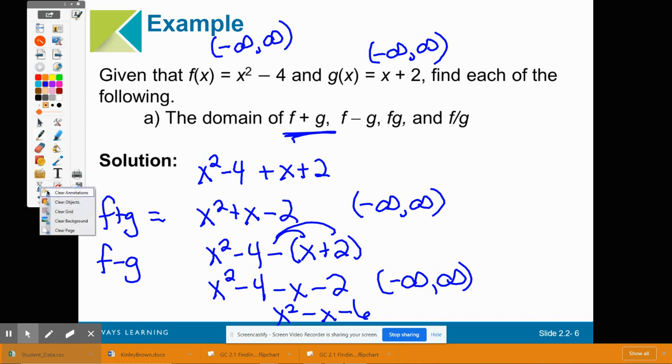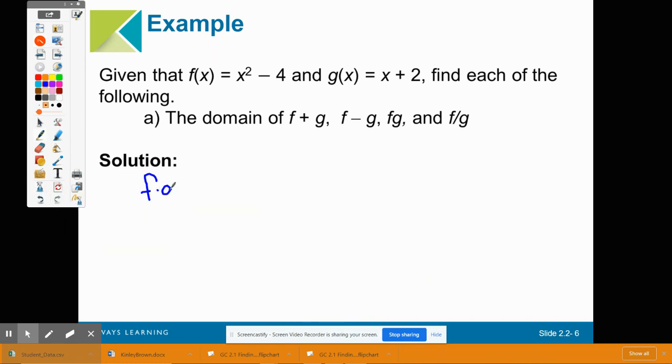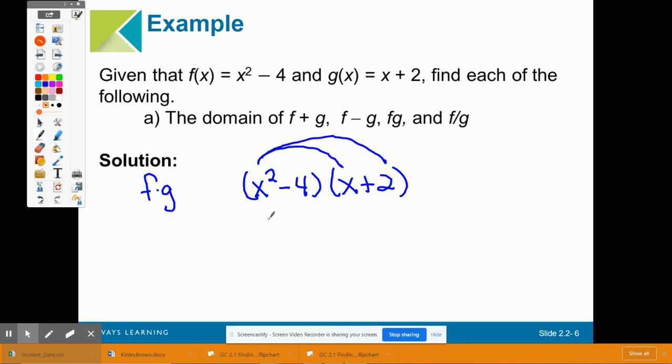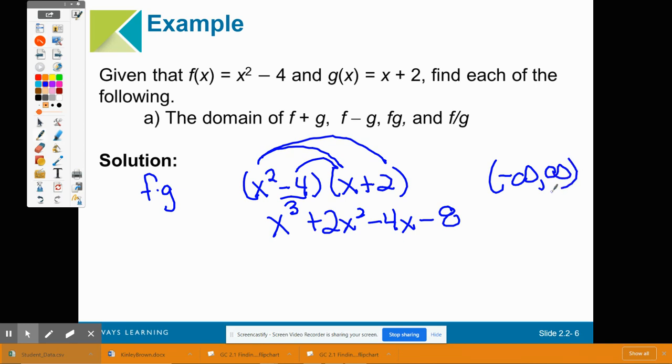How about when I multiply? F times G. Well, I'm going to take x squared minus 4, multiply it by x plus 2. How do you multiply two binomials? Well, we'll double distribute, or FOIL. So that's x to the third plus 2x squared, negative 4 times x. Be careful, make sure you use that sign. Minus 4x minus 8. This is a cubic function. Still no risk. That's negative infinity to positive infinity.